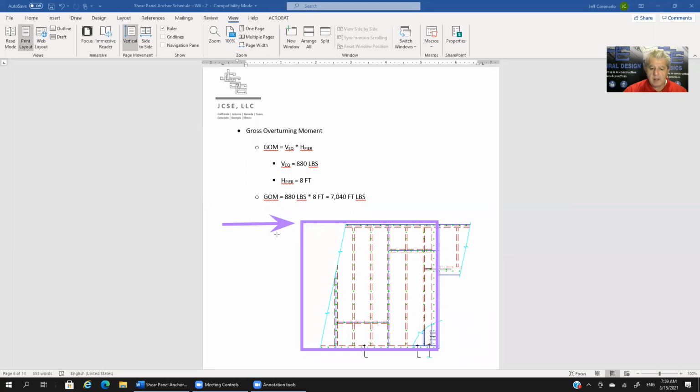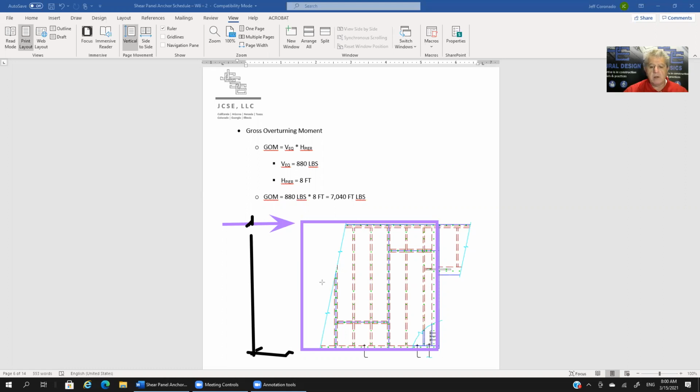So we are now multiplying. Let me try that one again. I think I can do better than that. Let me erase this and this, and let me try again to draw a line here. So right here, that's the height of the wall.